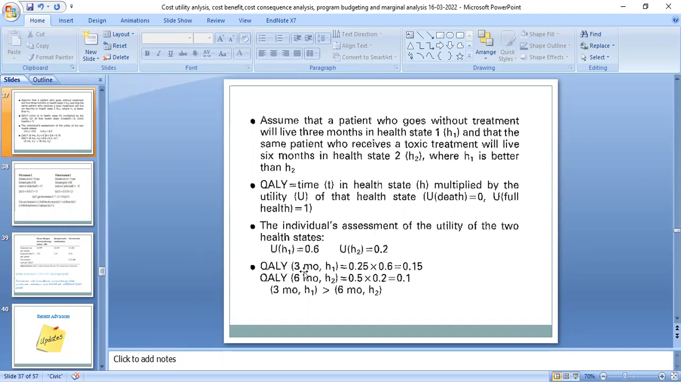QALY can be calculated as follows. Without treatment, the person can live for 3 months and his health status is 0.6, where the maximum is one. As there are four portions of 3 months in 1 year, we can calculate the QALY by multiplying 0.25 by 0.6, and the QALY is 0.15 without treatment. And with treatment, the person lives 6 months and his health status is less, so the QALY is 0.1. So the QALY without treatment is higher than with treatment.